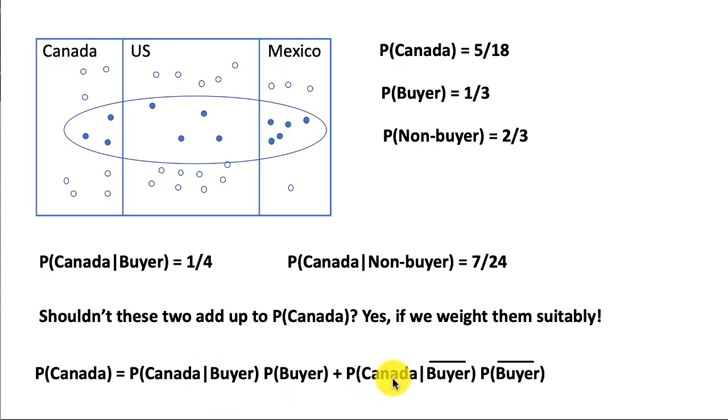And this we are saying probability of Canada given something other than buyer. I could have said non-buyer, but what if there were several classes, buyer, non-buyer, undecided, etc. So in general, I'm saying probability of Canada given the person is not a buyer, meaning anything else, times the probability of that anything else. In this example, it's only non-buyer, right? So effectively, that will add up to probability of Canada.